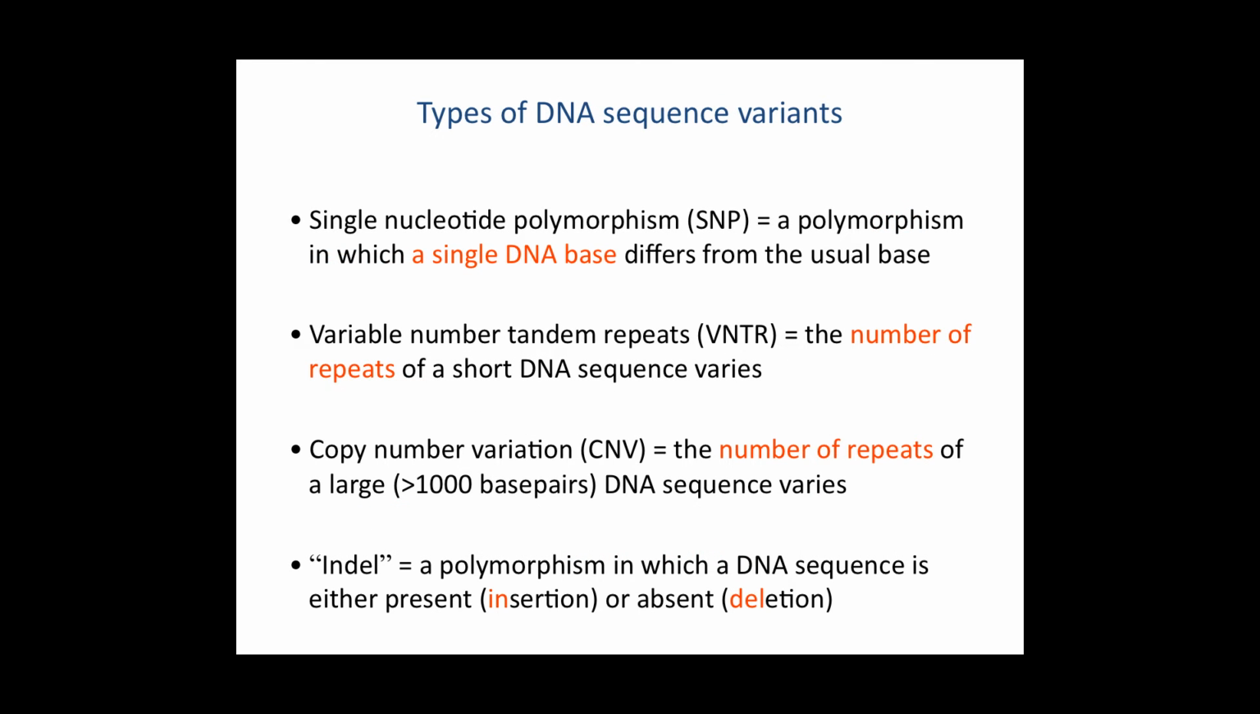There are a variety of types of DNA sequence variants. A single nucleotide polymorphism, or SNP, is a DNA sequence variant in which a single DNA base differs from the usual base at that position in the genome. Variable number tandem repeats, or VNTRs, occur when the number of repeats or copies of a short DNA sequence varies. In a copy number variation, or CNV, the number of repeats or copies of a large DNA sequence, greater than 1,000 base pairs in size, varies.